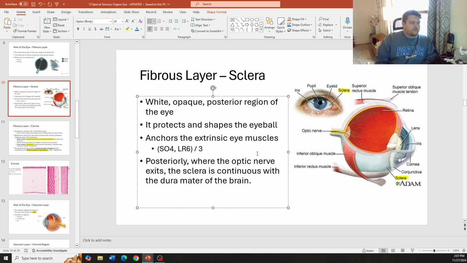Like I said, you'll see all these muscles a bunch of times. It's kind of easy to sort them into 2 groups. We have the rectus muscles and then the oblique muscles. The rectus ones, there's one on each side.